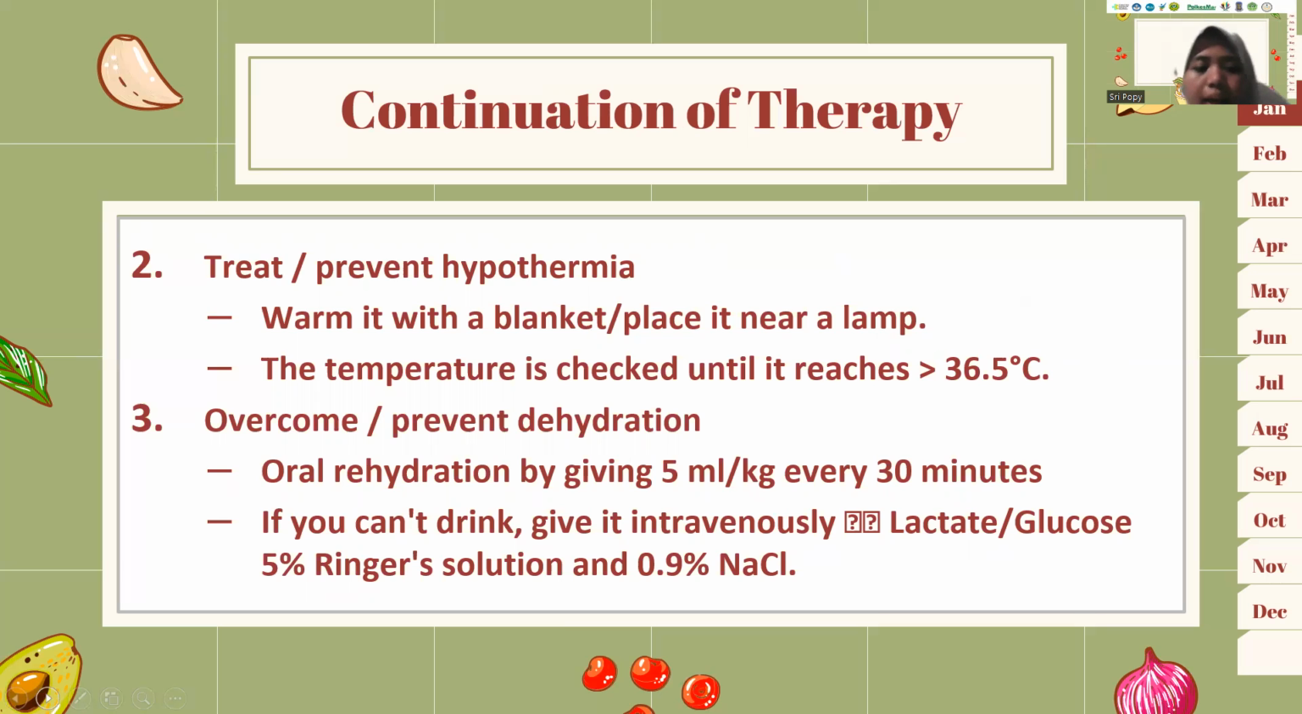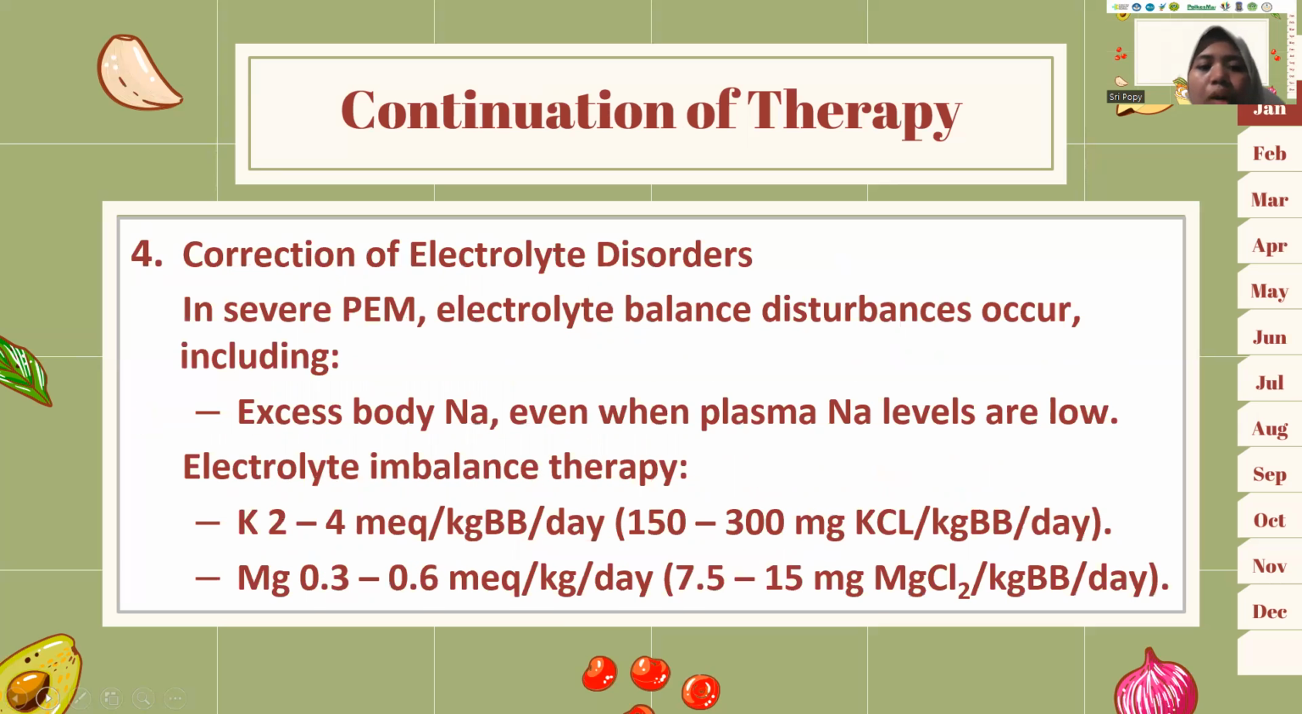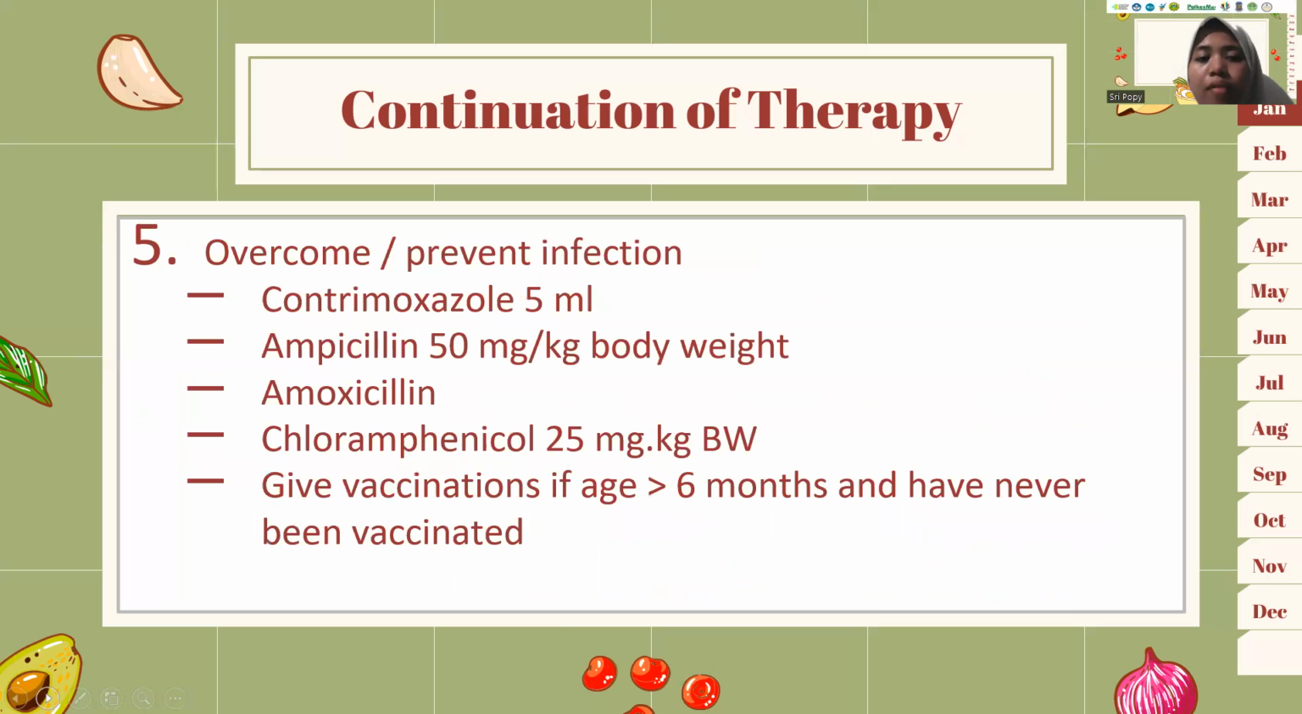0.9% NaCl. Okay, next, correction of electrolyte disorder. In severe malnutrition, electrolyte balance disturbance occurs including excess body sodium, even with plasma sodium level low. Electrolyte imbalance therapy, potassium and milligram magnesium. 5. Overcome or prevent infection.